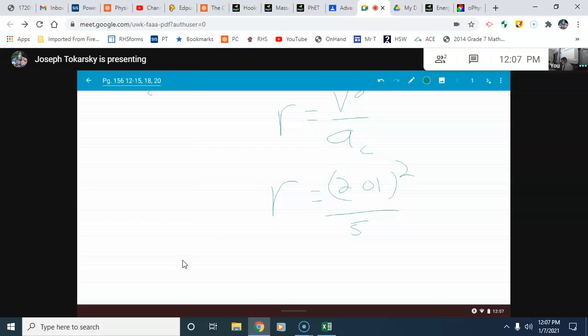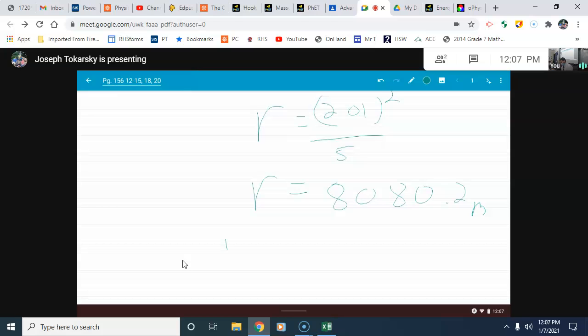Double check. Well, once we get kilometers. Okay, so it'll naturally come out in meters as long as everything's in meters per second and meters per second squared. So I get out about 8,080.2 meters, but it did ask for it in kilometers. We moved 3 places to the left, so that would be like 8.08. We could round that to 8.1 kilometers.